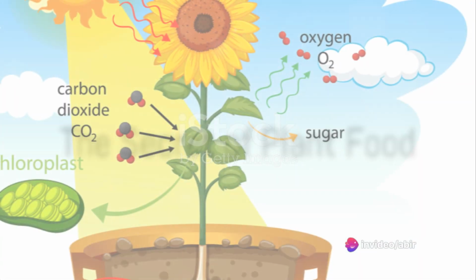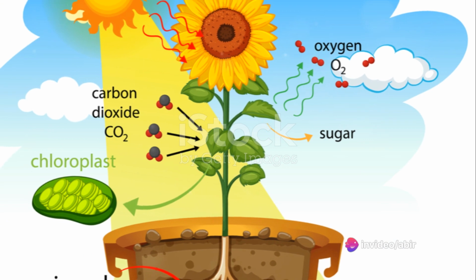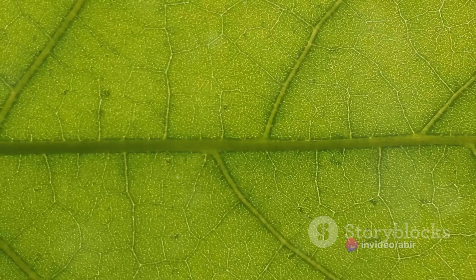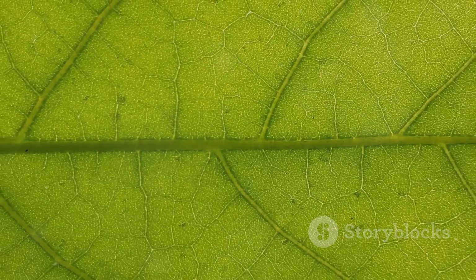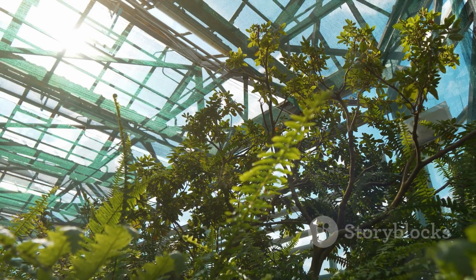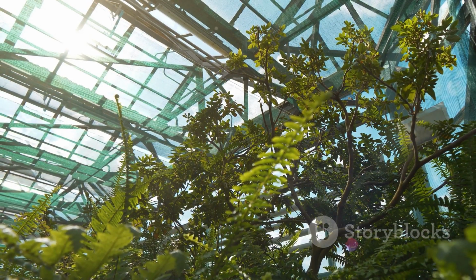Have you ever wondered how plants make their own food? What is their secret recipe? Well, it's not as complicated as you might think. It's all about a process called photosynthesis. Picture this. A plant is like a tiny factory, using raw materials to churn out food.